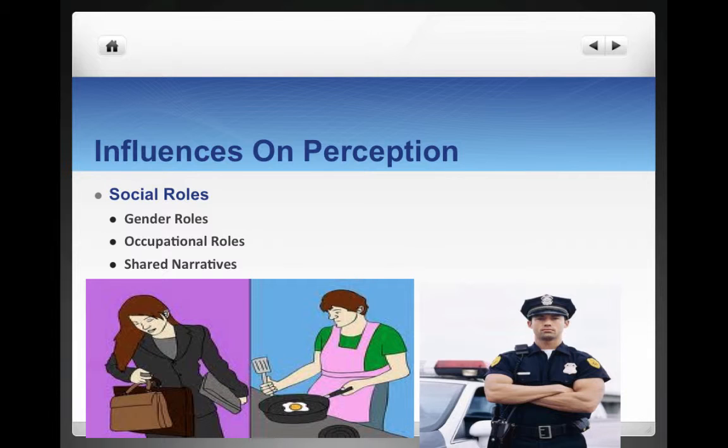Another factor includes gender roles. Research shows that males and females do perceive the world differently for reasons including their genetic makeup and their hormones. Gender roles are socially approved ways that men and women are expected to behave. And finally, occupation roles can influence perception. Even our jobs can influence how we perceive things. For example, how the police see things is different from how a regular person sees the world.